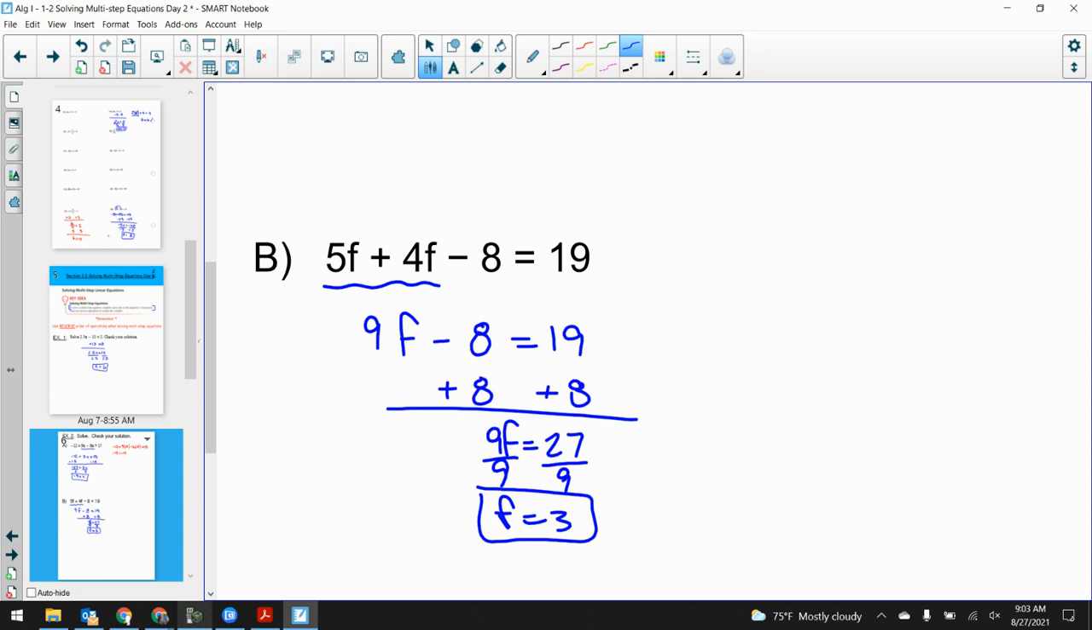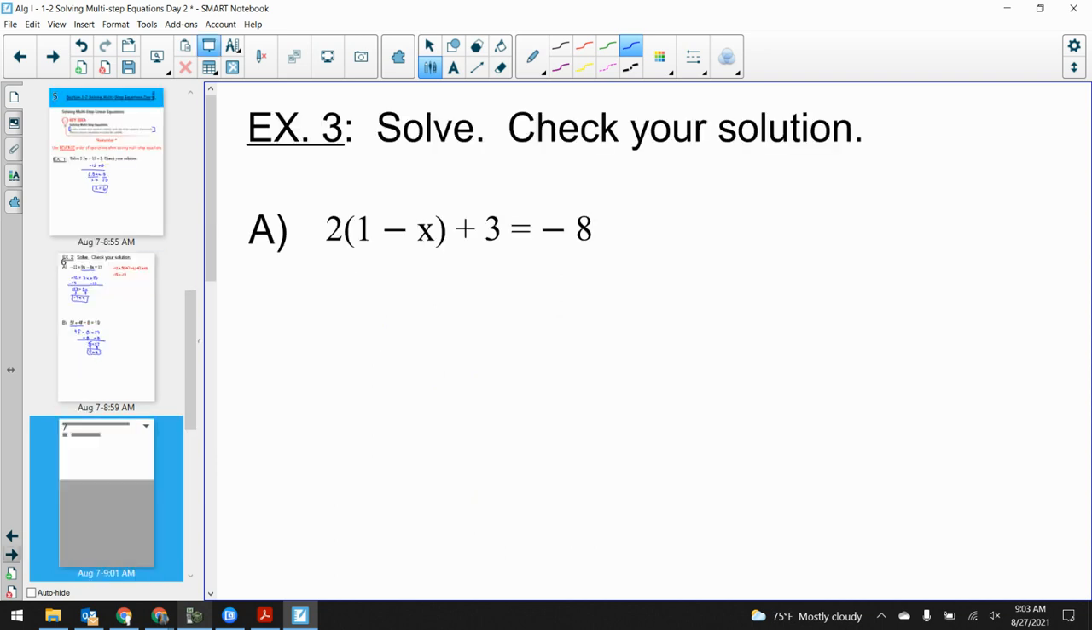All right, so yesterday we did some distributive property and then solve. Today we're doing some combining like terms and then solve. So let's put those together. Let's do some distributive property and combining like terms to solve.